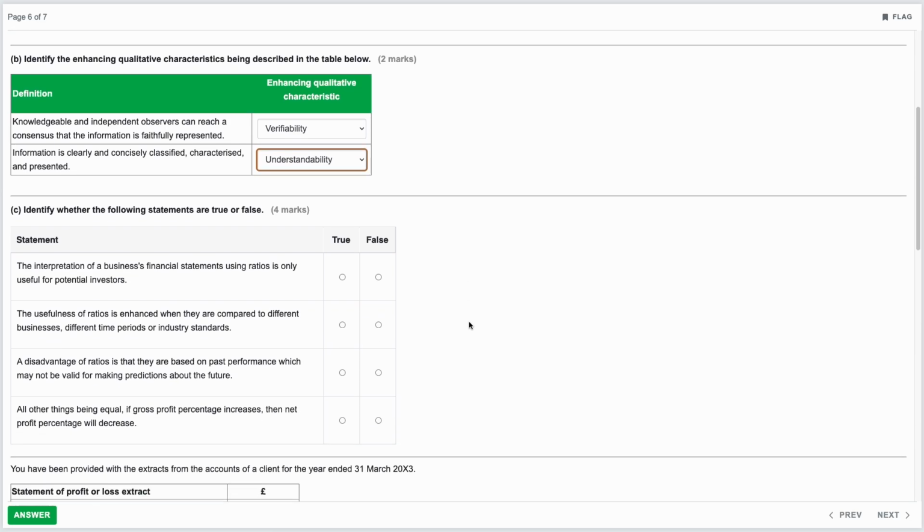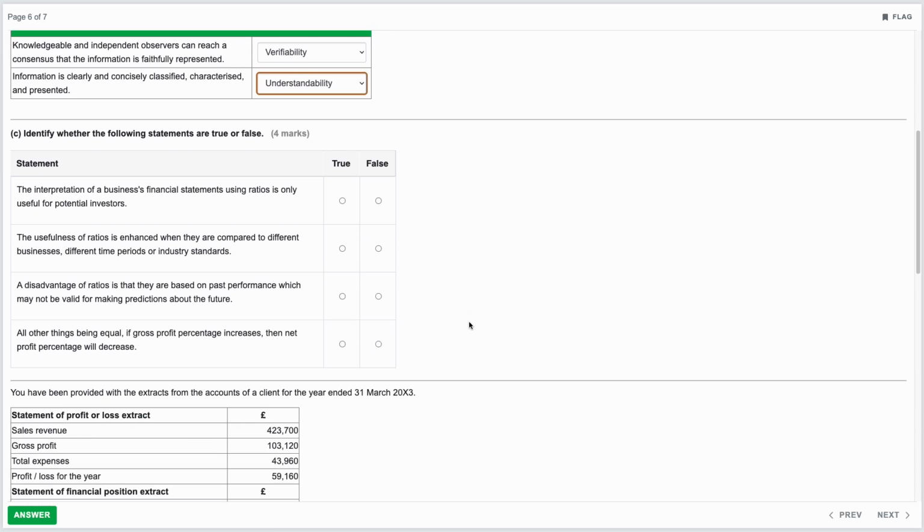Okay, moving now to part C then. Identify whether the following statements are true or false for 4 marks. The interpretation of a business's financial statements using ratios is only useful for potential investors. That's definitely false. So you think there's plenty of people who would use the financial statements. You've got customers, suppliers, it may be directors of the business.